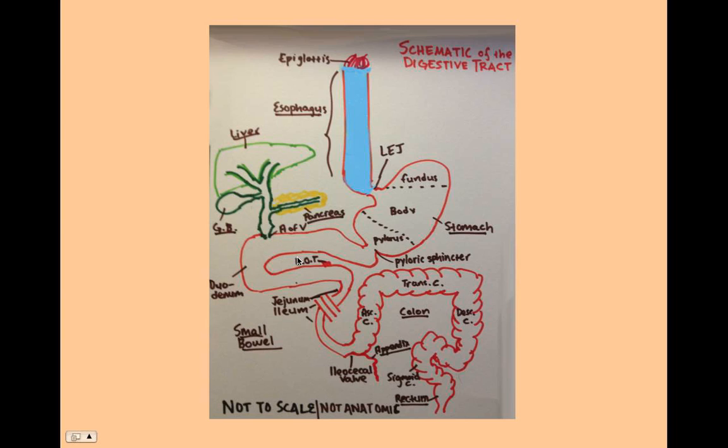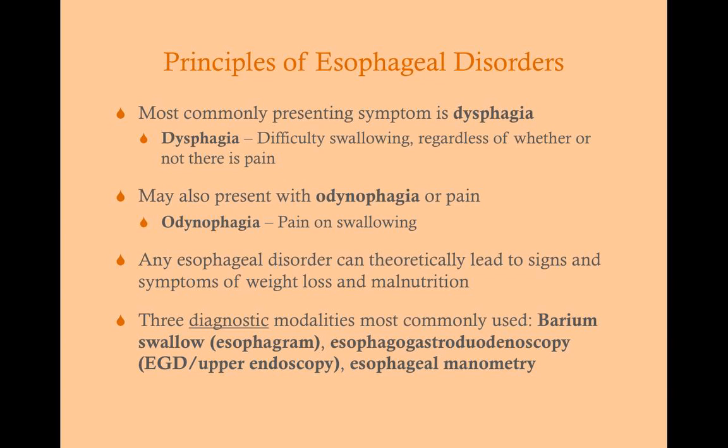And it's good to know because we want to know how these various disorders interact with the anatomy, and that will help us land a diagnosis. So, some principles of esophageal disorders. There are three different things that you want to keep an eye out for when you're making a diagnosis of an esophageal disorder.